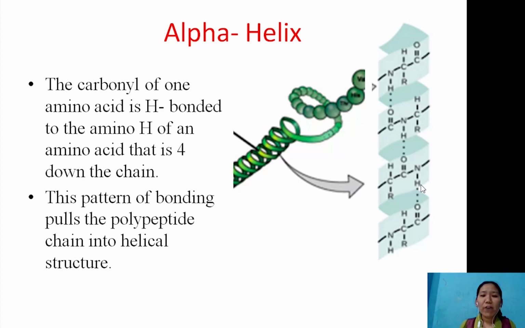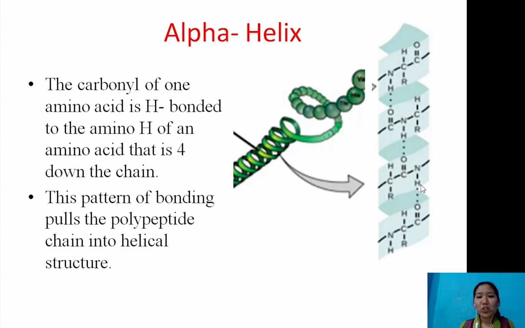So this alpha helix has a helical structure, and in this case, two types of bond are formed. The first one is peptide bond. As we have discussed, peptide bond is a bond formed between two amino acids. The first and second amino acids are linked by peptide bond, and the second and third are also linked by peptide bond, thus forming a polypeptide chain. So in alpha helix, there is a peptide bond as well as hydrogen bond.